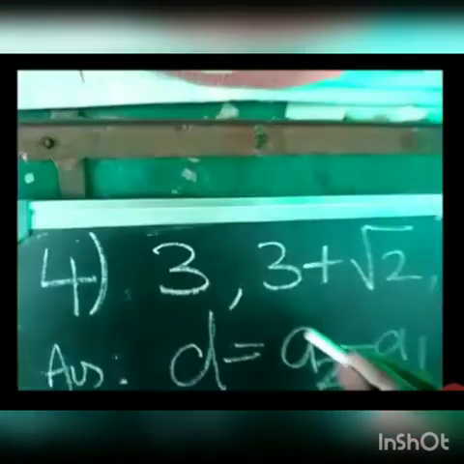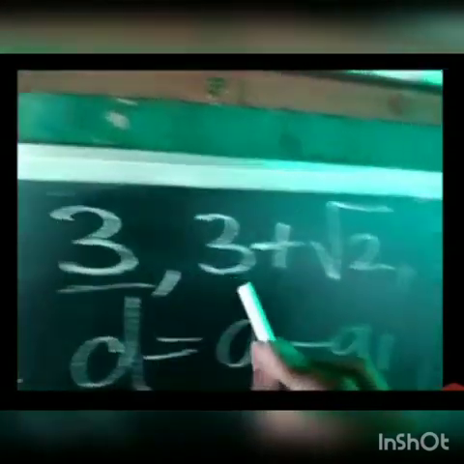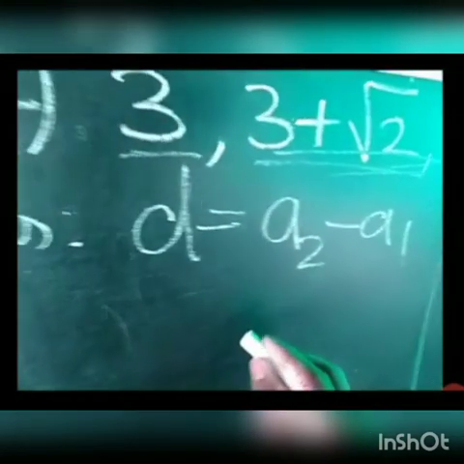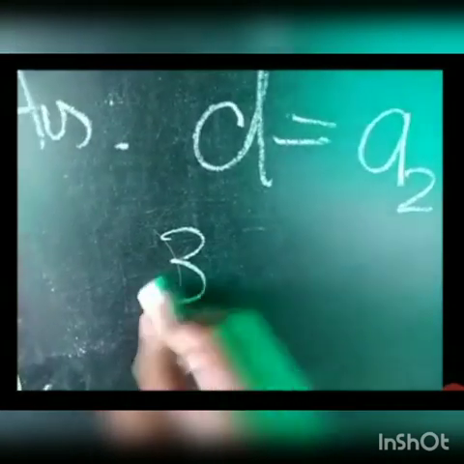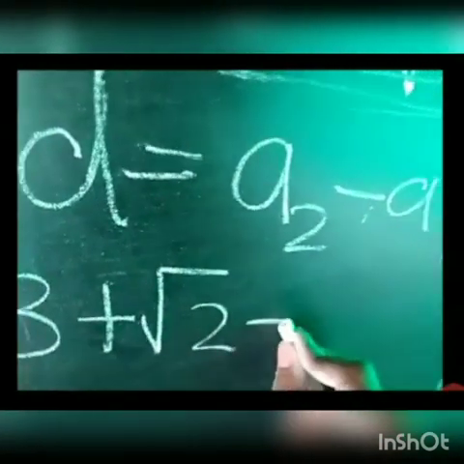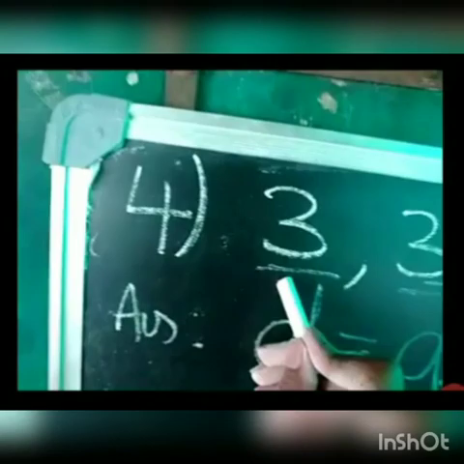So what is A2 they have given here? This is A1, this is A2. 3 plus root 2 is A2, correct? So in place of A2 I will write 3 plus root 2. We have minus, so write minus. A1 is 3.